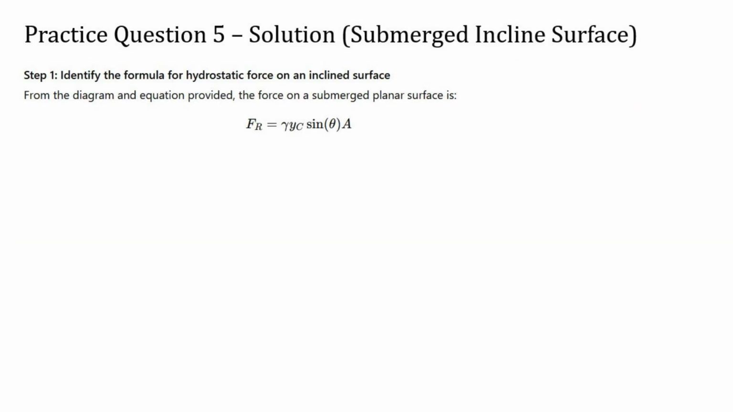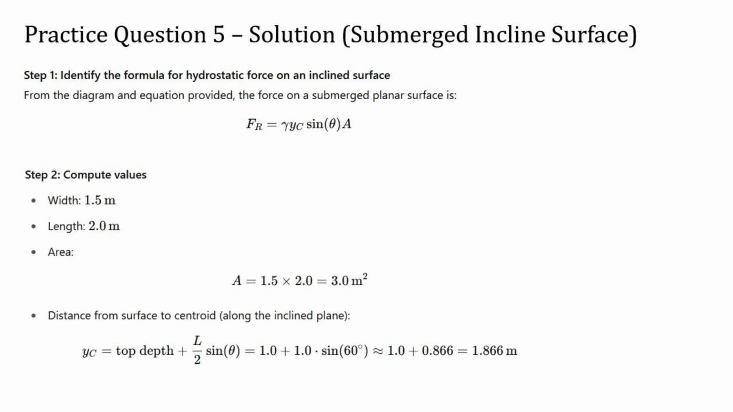We start by identifying the correct equation for the hydrostatic force on an inclined surface. The force can be found by multiplying the specific weight of the fluid, the area of the surface, the slant depth to the centroid, and the sine of the angle of inclination. This formulation accounts for the vertical depth of the centroid relative to the fluid surface through the sine term.